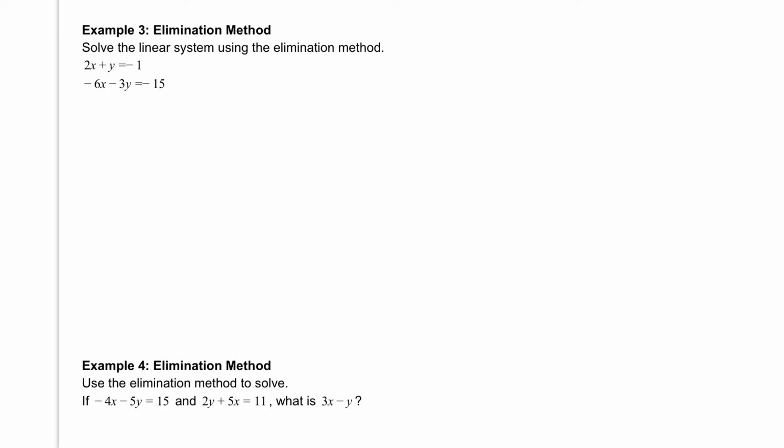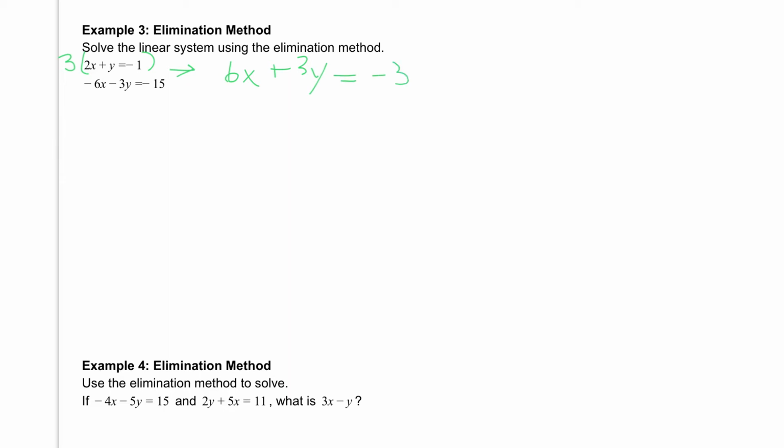So if I start with my x's, is there something I can multiply 2 by in order to get 6, which is the opposite of negative 6? And yeah, I could multiply by 3. So I'm going to go ahead and do that. So all I need to do is multiply the first equation. And I'm going to do that first equation by 3. So 3 times 2x will give me 6x. 3 times y will give me a positive 3y. And 3 times negative 1 will give me a negative 3.